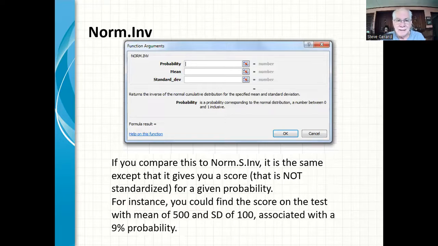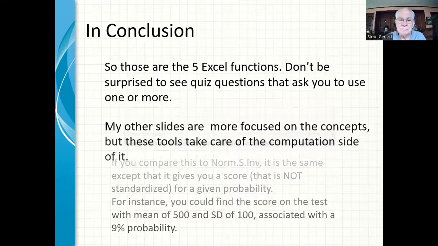Here's the norm.inv function. This is the one again where you start the inverse functions. You start with a probability, it's going to give you a score. I'm going to stop there. Those are the 5 functions. Those are the 5 Excel functions. They're all under the probability stat bar in Excel.